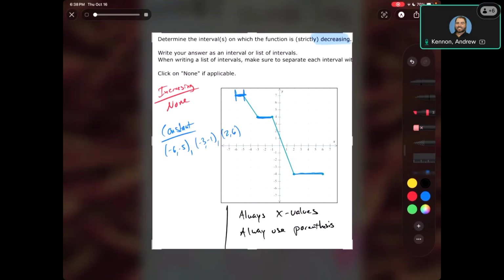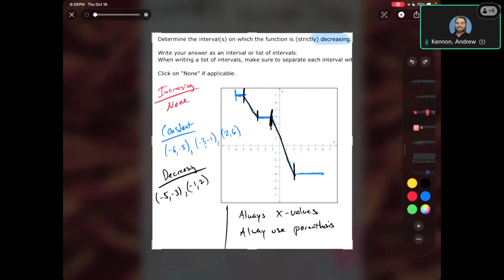And then decreasing, it's decreasing, right? So that is -5 to -3. And it's decreasing here at -1 to 2. I don't care how much it's going down. I only care where it is going down. So that is why you always use your x values. Our answer for this one is decreasing.